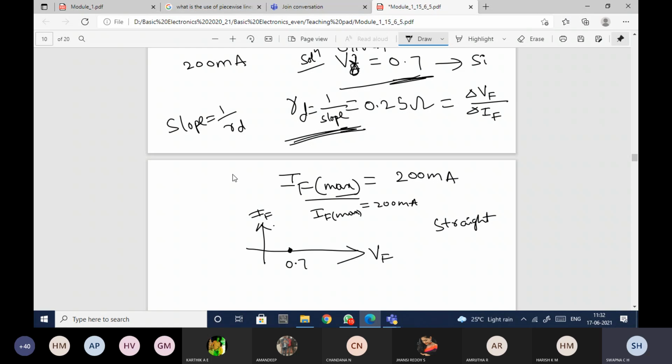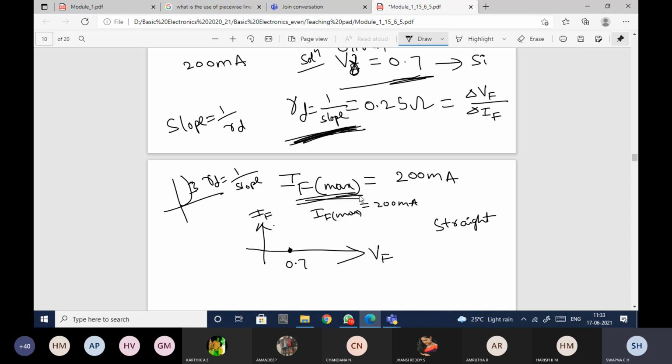RD value can be found from the characteristics. If these are the characteristics, the slope of this, the inverse, 1 by slope, will give you the dynamic resistance. Here he has given the dynamic resistance so that you'll be able to find the slope of that line. And even though you know the slope, you need to know one more point also. That is the reason he has given IF maximum also.